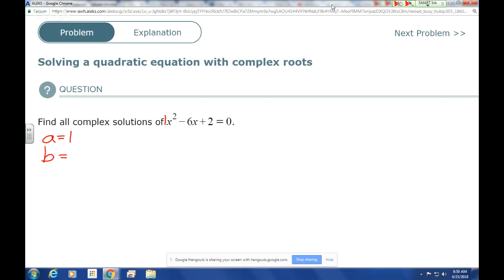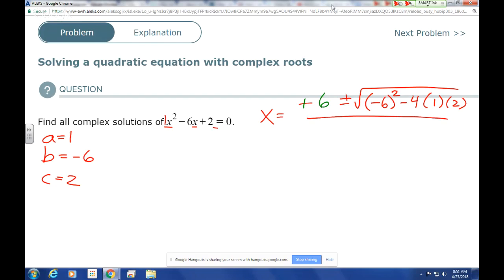So when there isn't a number, it's a 1. Our B is, and our C is, okay? And it's important to point out that it works A, B, C as long as this is in the order of x squared, x, and then no x, which it was. So then we just use the formula. x equals negative negative 6. So what happens when we have a negative negative? Makes it into a positive 6 plus or minus square root of b squared. If it's a negative, you have to put it in parentheses. That's the biggest mistake people make. Minus 4ac all over 2a.